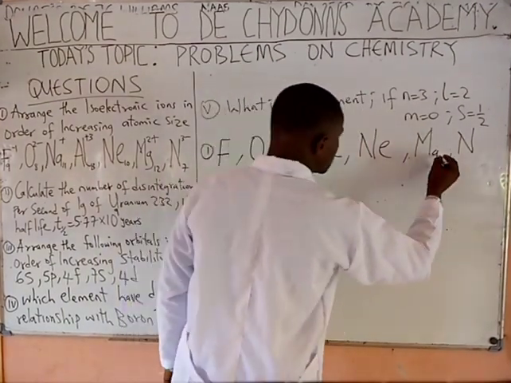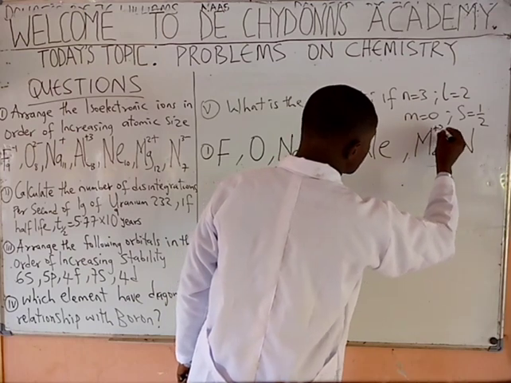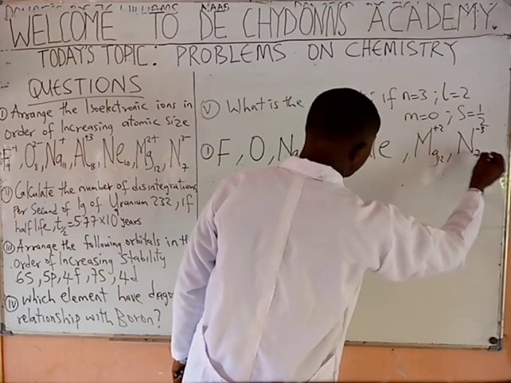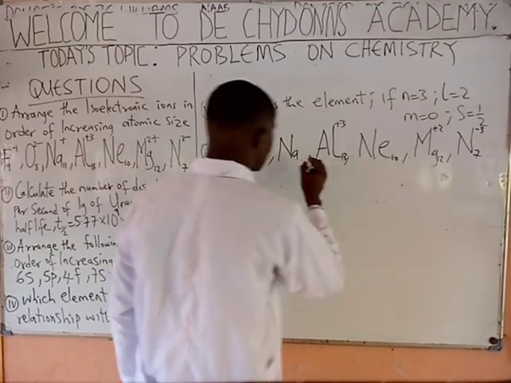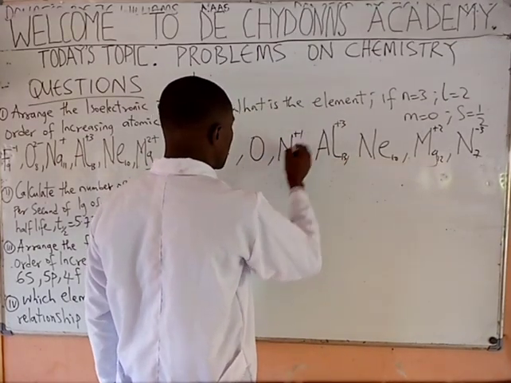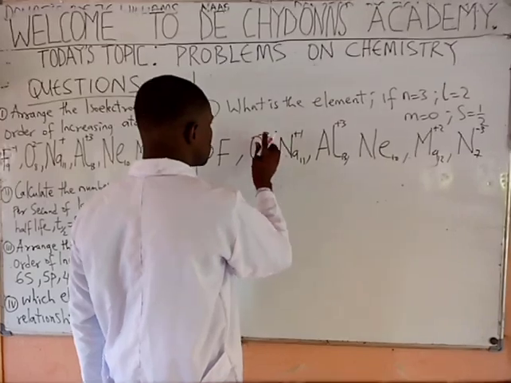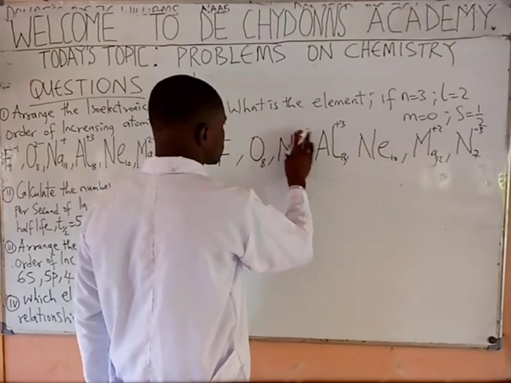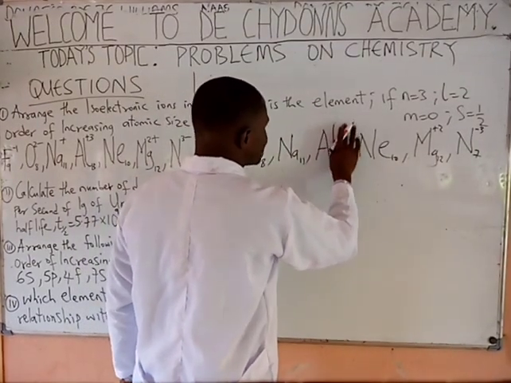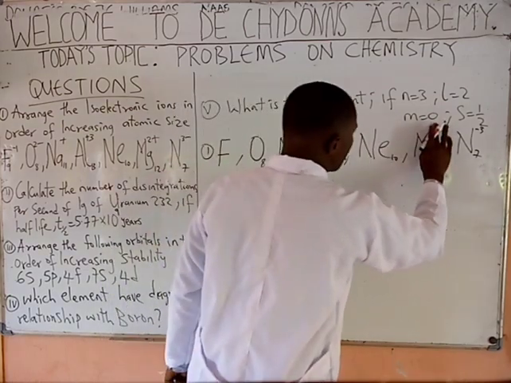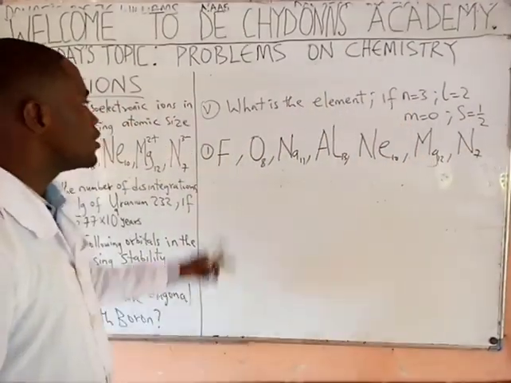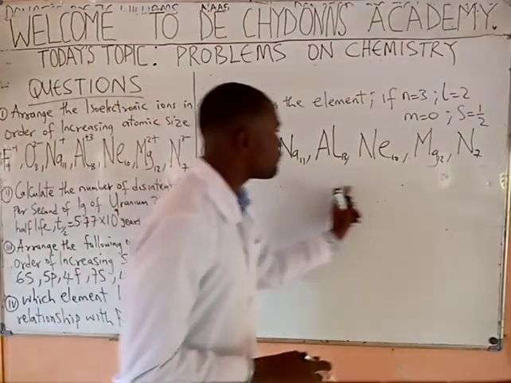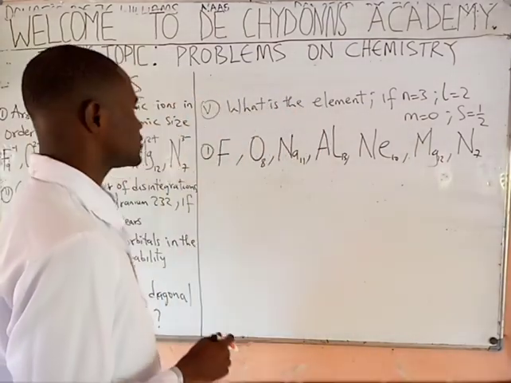Then the atomic numbers are: magnesium 12, nitrogen 7, neon 10, aluminium 13, sodium 11, oxygen 8. We want to write it without the valency, please, so that we will not make mistakes. Now, these are the neutral forms of these elements.